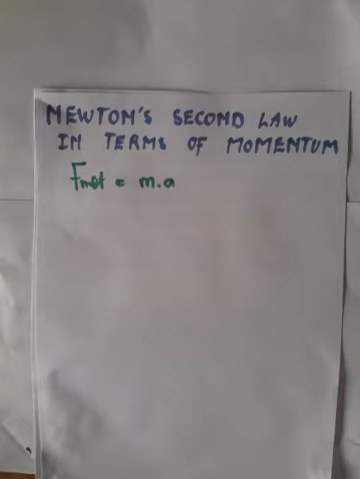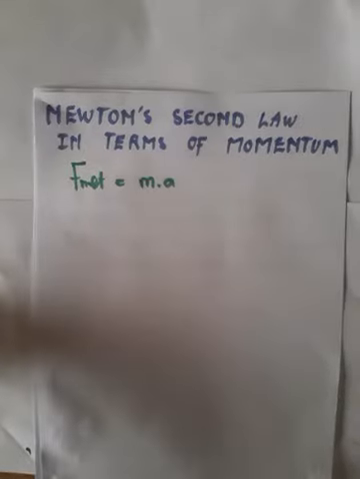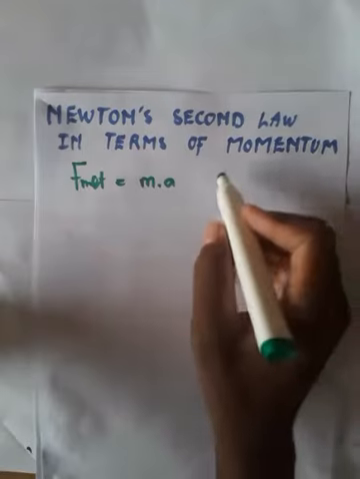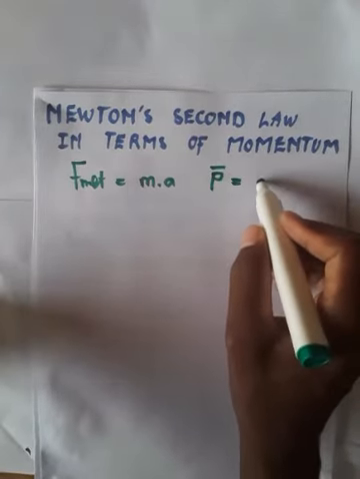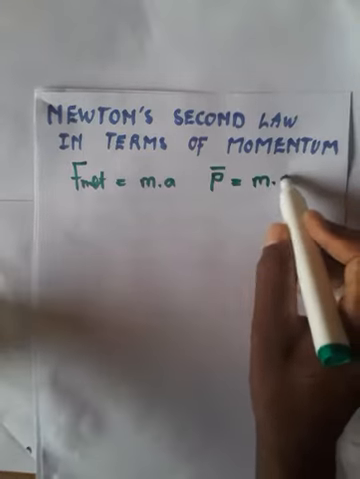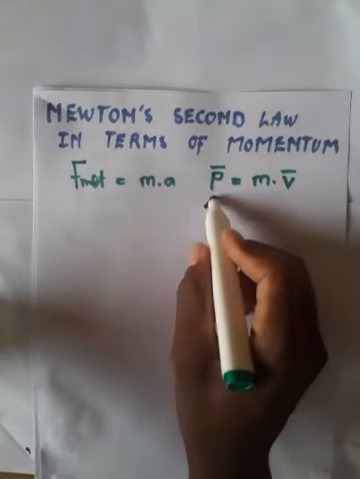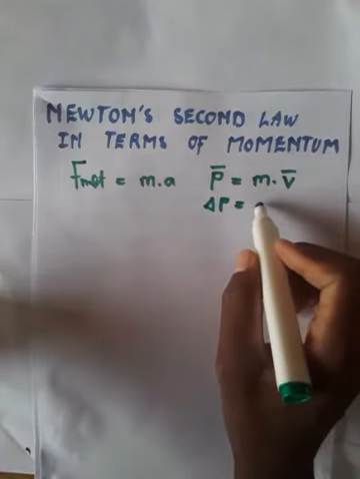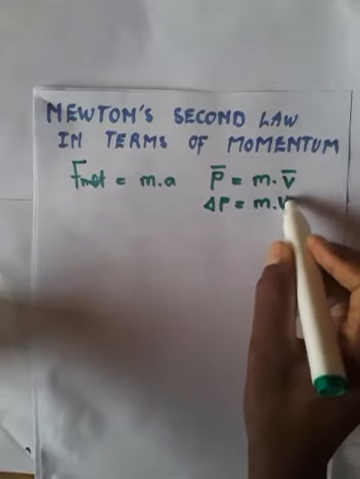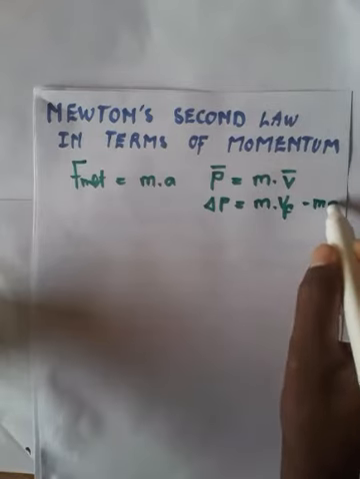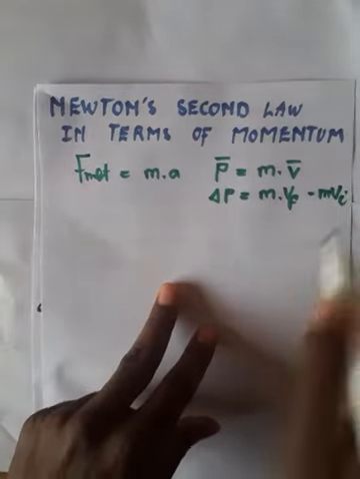So momentum can help us to state Newton's second law again. Now we just have to restate Newton's second law using momentum, because now we have learned momentum. Let's start with the momentum, so it's going to be easy. We said momentum is mass multiplied by velocity, and the change in momentum is given by the mass multiplied by velocity final minus mass multiplied by velocity initial. This is the change in momentum.